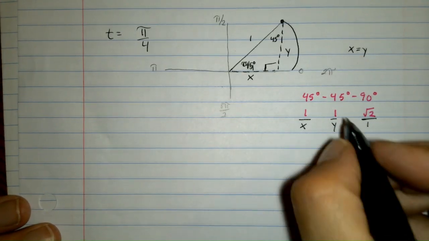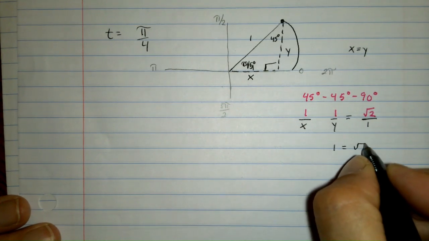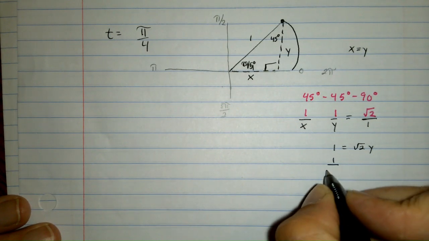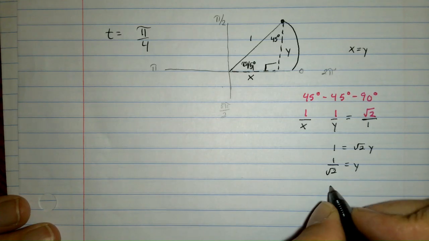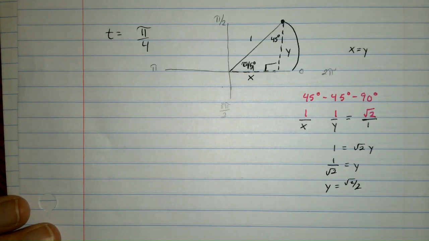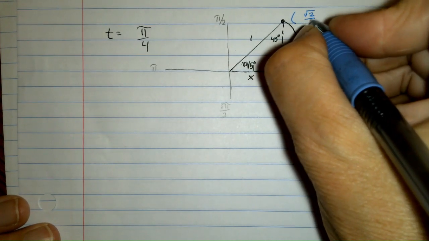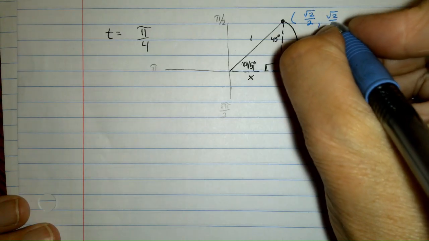Could you get x and y? Yeah. So cross product, 1 equals root 2 y. 1 over root 2 equals y. So y is equal to root 2 over 2. Now we have our coordinate. X and y are the same, so root 2 over 2, comma, root 2 over 2.